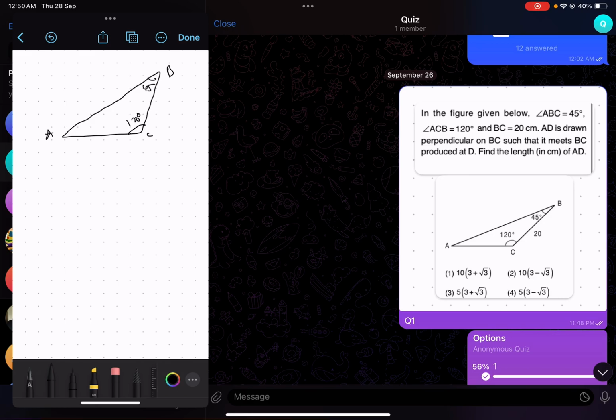Now one thing: first of all, AD is drawn perpendicular. As soon as you see this, many of you might have made the mistake of drawing AD here. But notice, if you draw AD over here, then this angle will be 90 degrees, but the sum in a triangle should be 180, and these two alone already cross 180, so this is not possible. In fact, AD will be on this side, which means this will be 90 degrees. This is 120, so this will be 60.